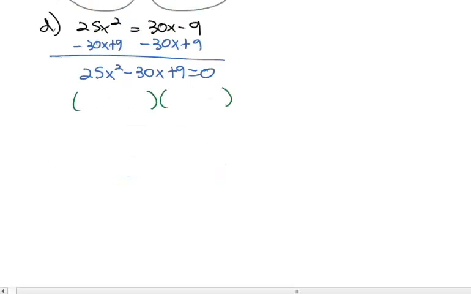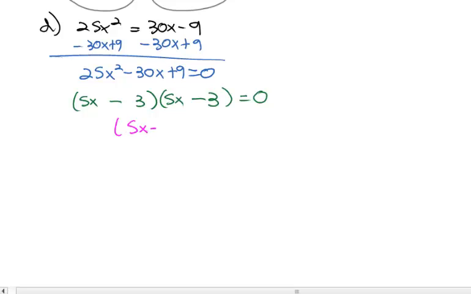Factoring then, 25x squared is probably 5x and 5x. 9 is probably 3 and 3. And if they're both negative, you see we've got 5x minus 3, and 5x minus 3 is going to give us 15x, and 15x is 30x in the middle.